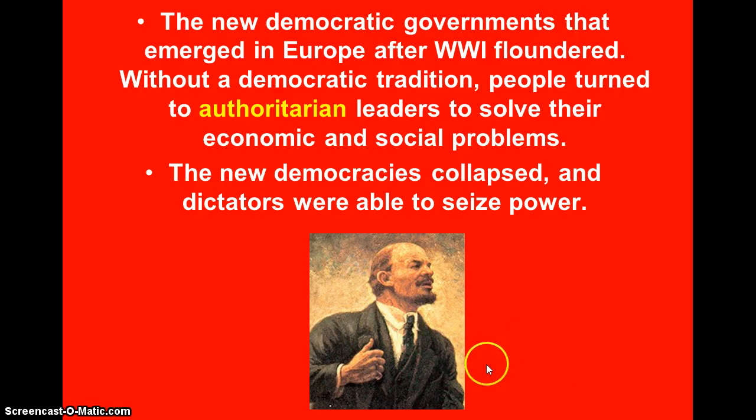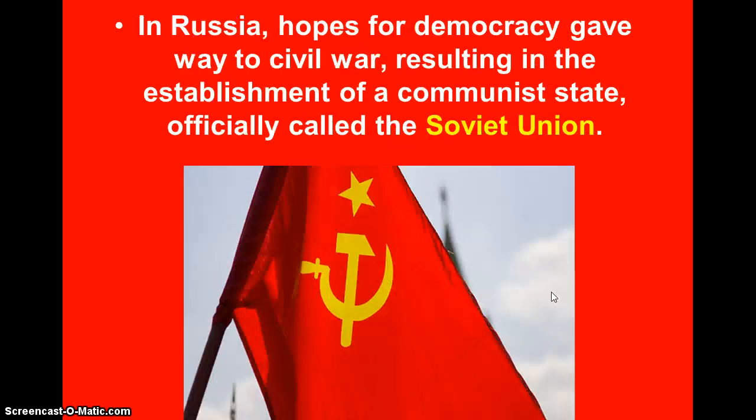Below we have a picture of Vladimir Lenin. He was a leader in Russia and the leader of the Bolsheviks and the communist movement in Russia. So in Russia, hopes for democracy gave way to civil war, resulting in the establishment of the communist state. As we all know, the democratic system was failing, and communism was a way out because communism in theory is very good, where everyone is equal.